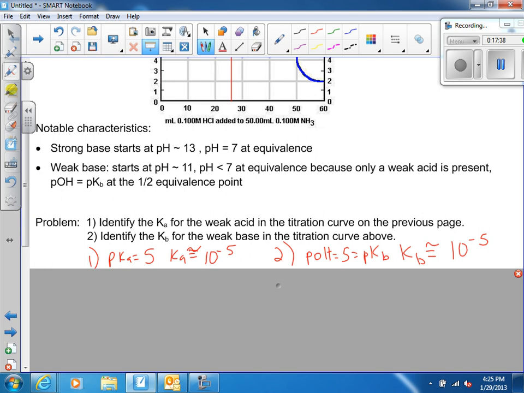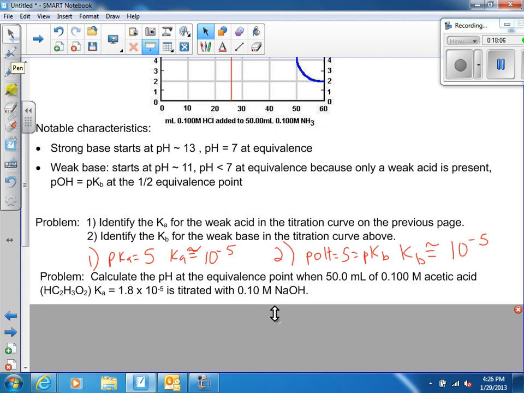Two totally different curves gave us similar Kas and Kbs. Could these be a conjugate acid-base pair? Remember, Ka times Kb has to equal 10 to the minus 14. Well, this Ka times Kb is only 10 to the minus 10. So could there be a conjugate pair for these two titrations? Absolutely not. Hopefully you got that.